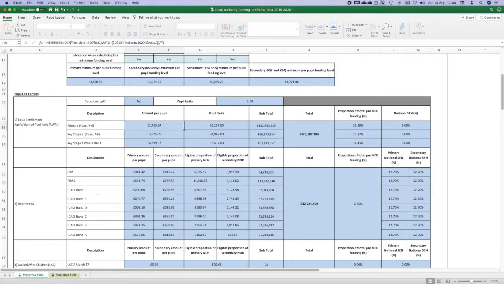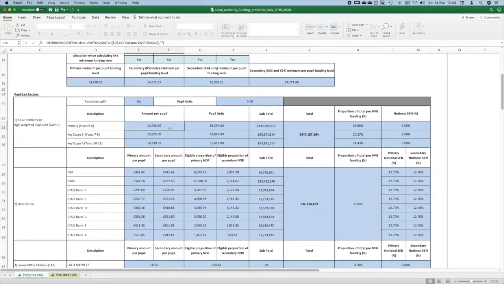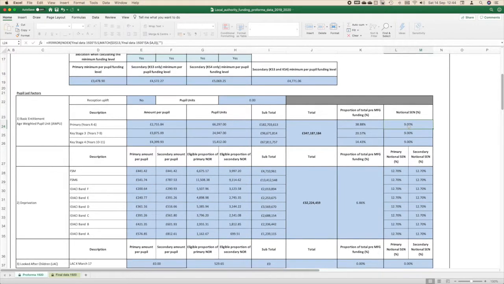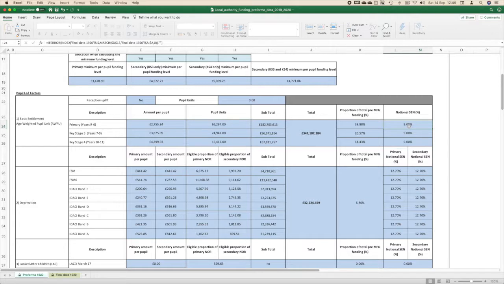So for each child that I have, who is in reception to year 6, I'm going to get £2,755.84. And if I only have one of them, because I've got a very small school, I will also get 9% of that value as my notional SEN budget. And I would also get 9% if they were a Key Stage 4 student. If I have 10 students then, I'm going to get £27,000, and I'm going to get an additional notional budget of 9% of that £27,000.